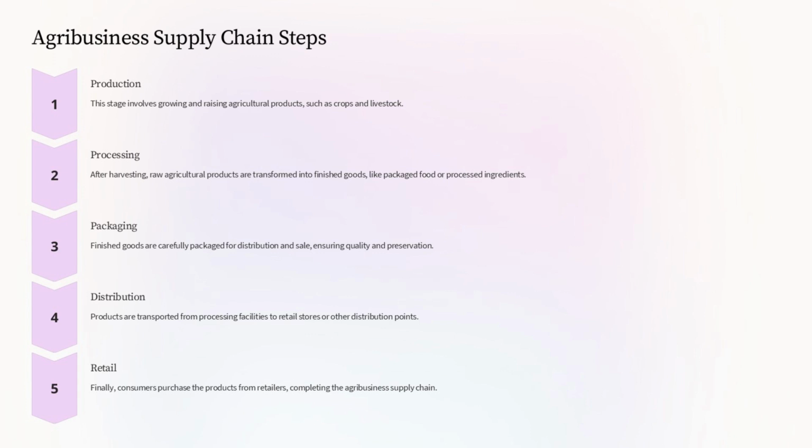Careful packaging then ensures the quality and preservation of these finished products as they are distributed. The products are then transported from processing facilities to retail stores and other distribution points. Finally, consumers purchase the products from retailers, completing the agribusiness supply chain.